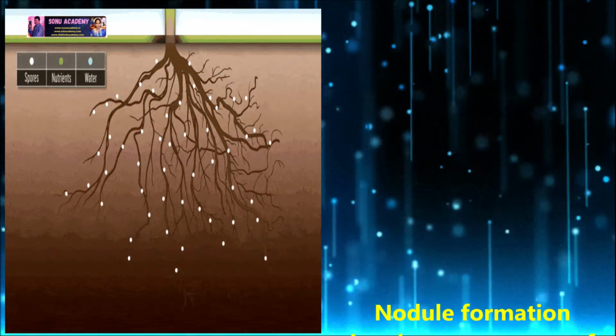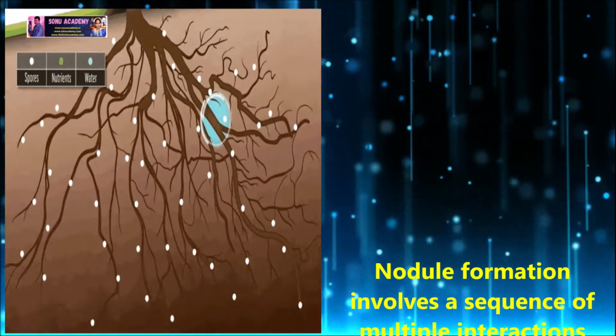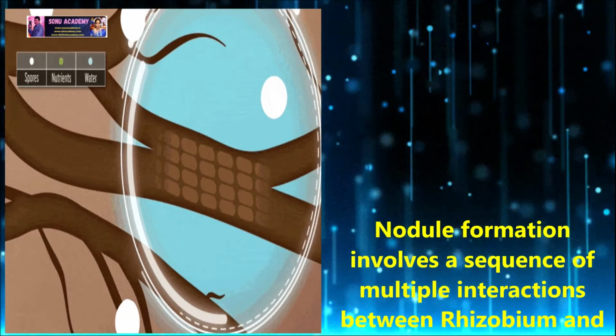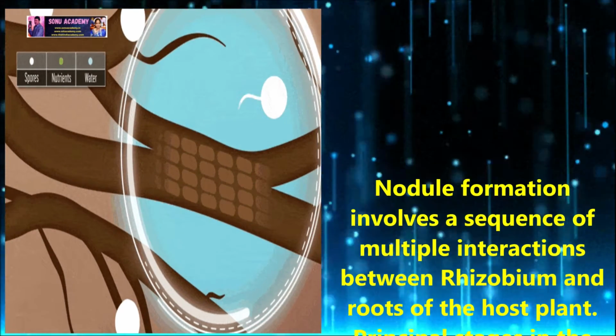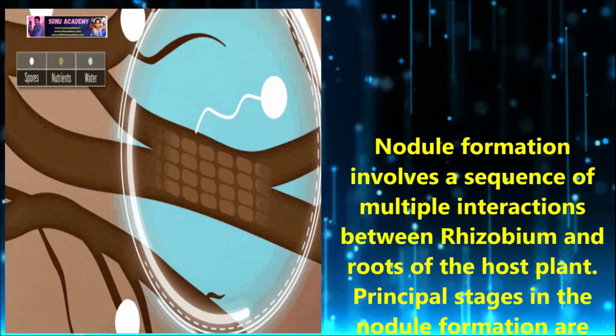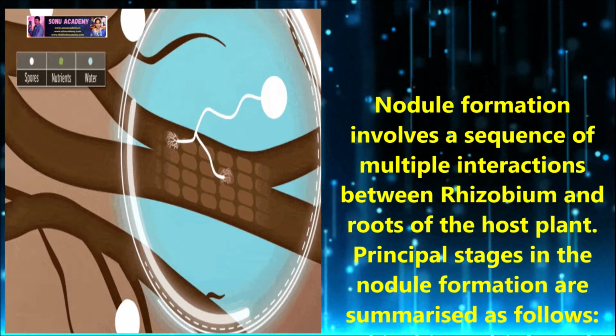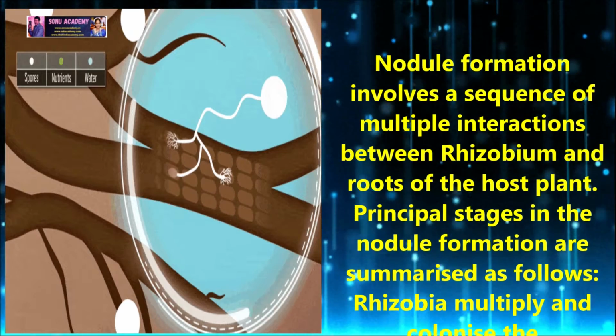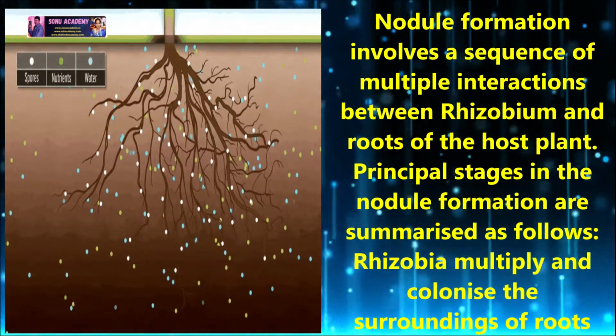Children, let us discuss nodule formation. Nodule formation involves a sequence of multiple interactions between rhizobium and the root of the host plant. The principal stages in nodule formation are summarized as follows.